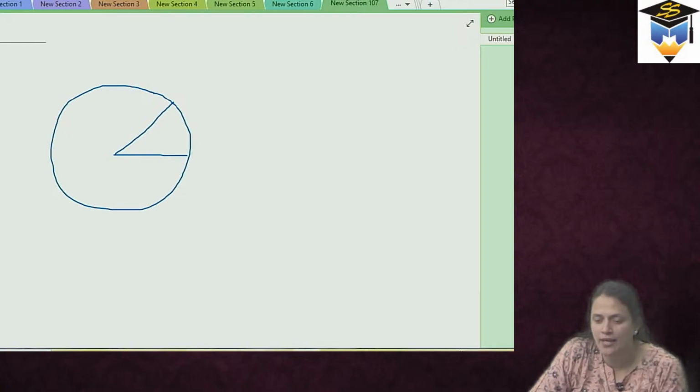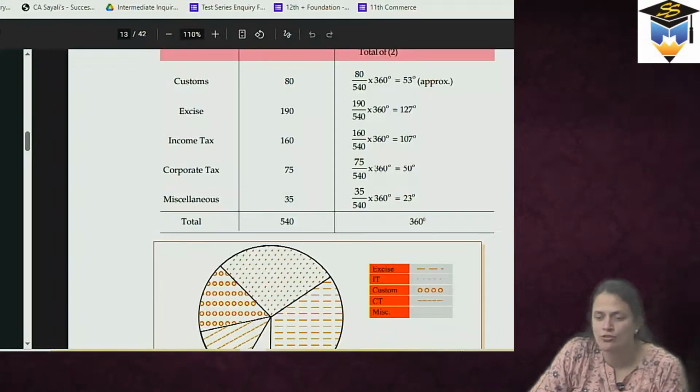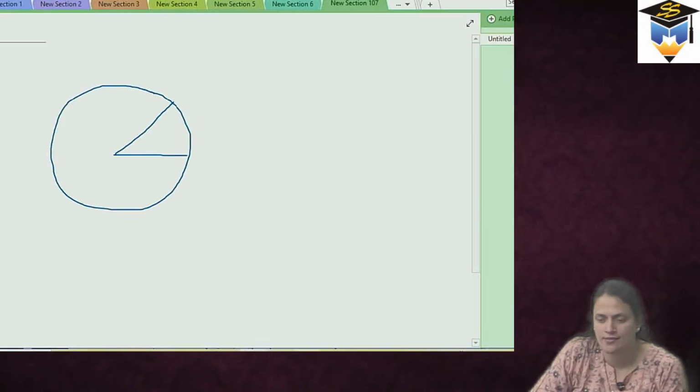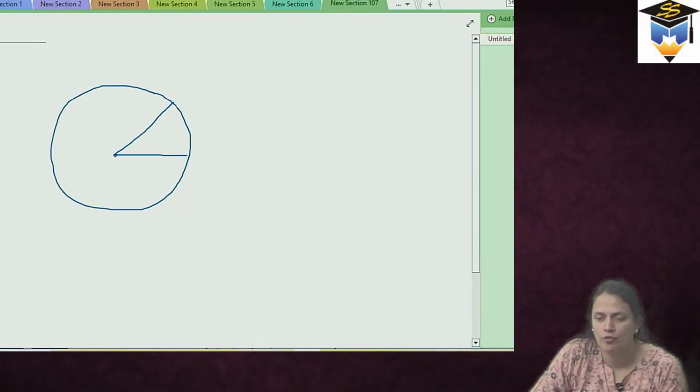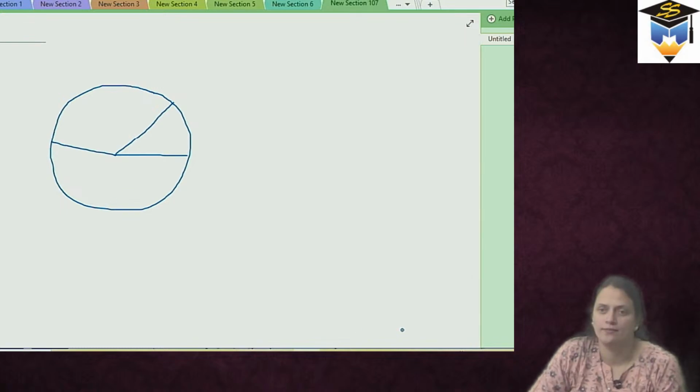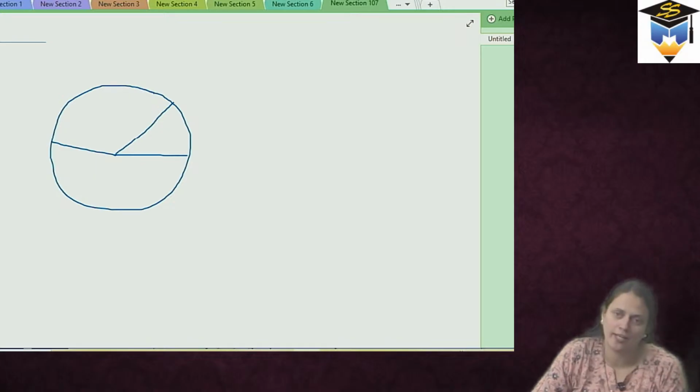Then for the next part, our baseline will change to excise. So here you will draw excise. What is the degree for excise? 127. So it's an obtuse angle. So here you have to show that obtuse angle. And so on. So in this way you will draw the pie diagram. Done? Finished?